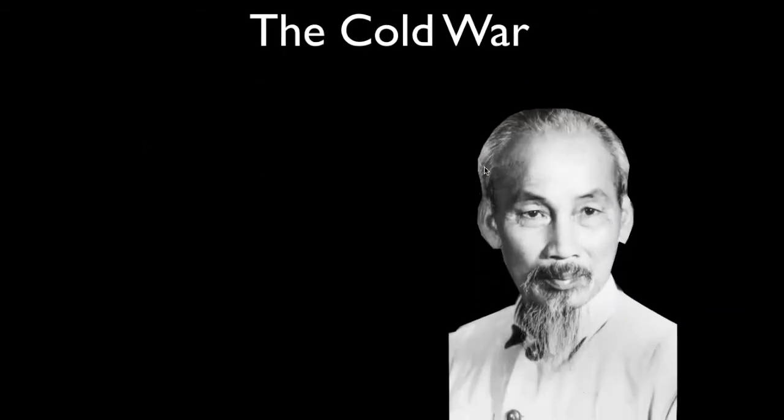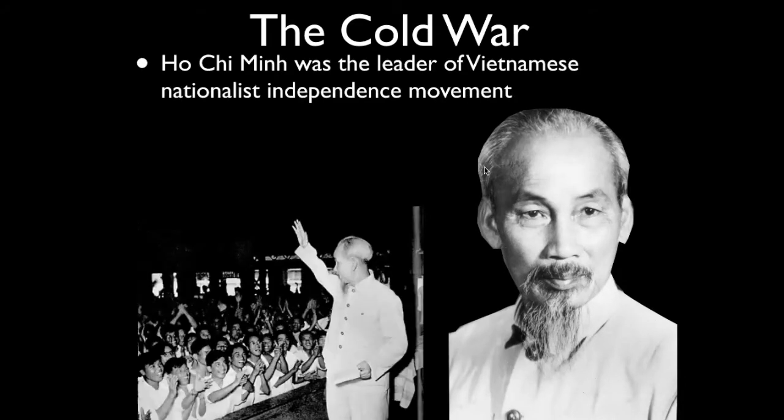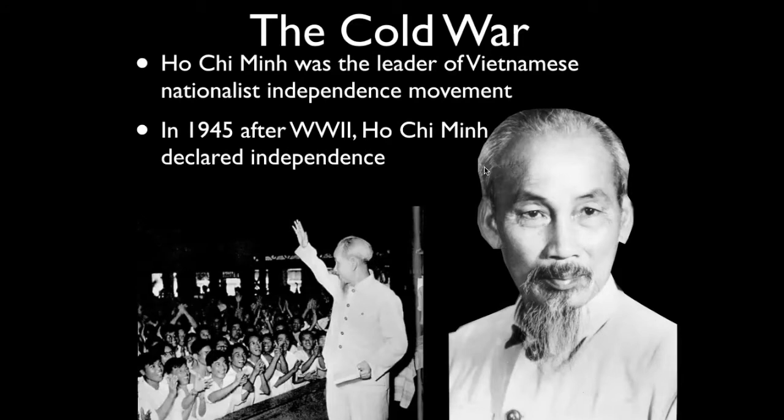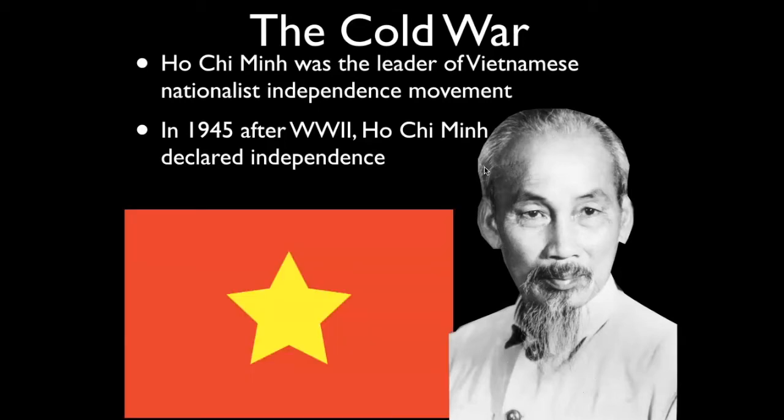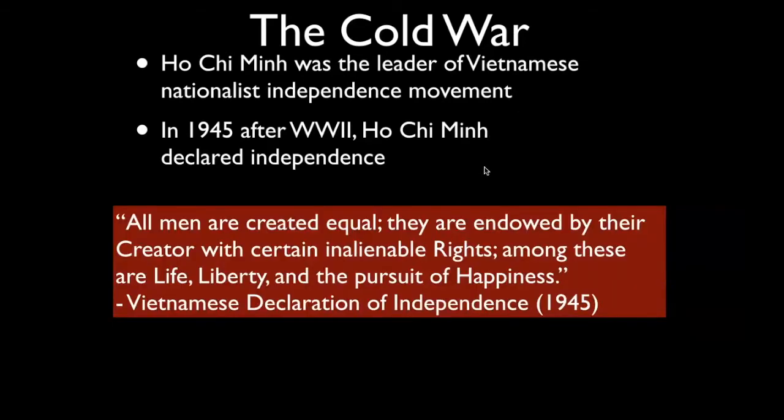There was a leader in Vietnam named Ho Chi Minh. He was advocating for Vietnamese independence. He wanted Vietnam to no longer be under the control of foreign influences, like the French, like the Japanese. After World War II, Ho Chi Minh is going to declare independence. The war is over, Japan is defeated, so now Ho Chi Minh is going to assert that the Vietnamese people should be self-governing. They create a flag, there it is. They write a Declaration of Independence.